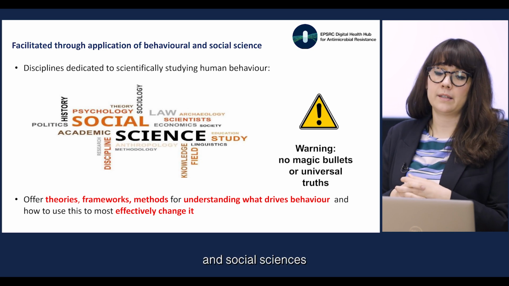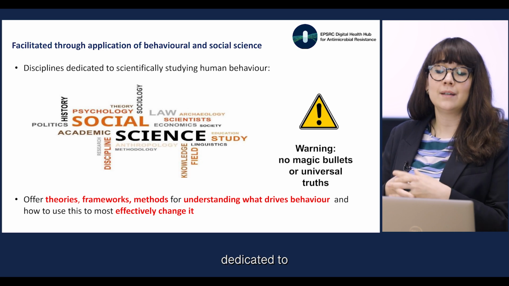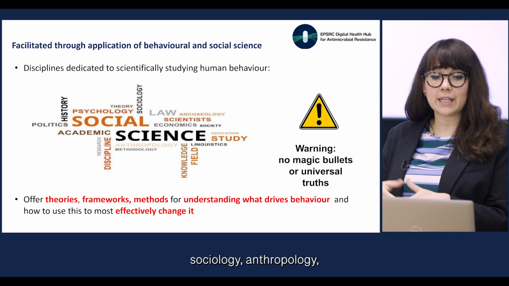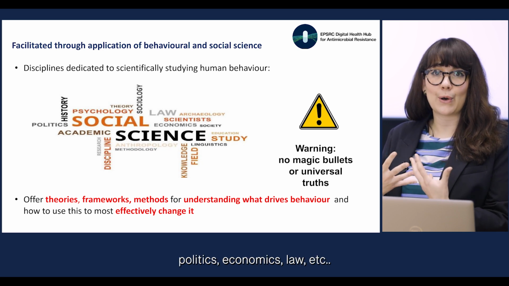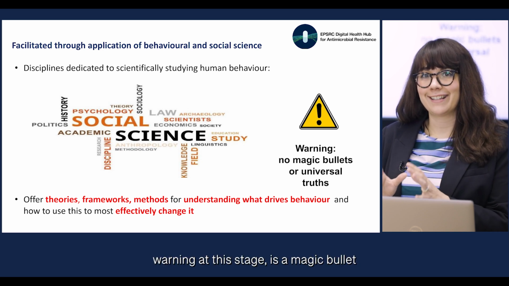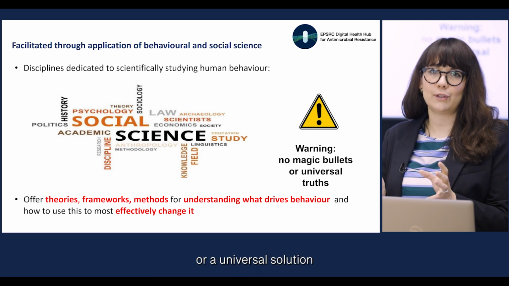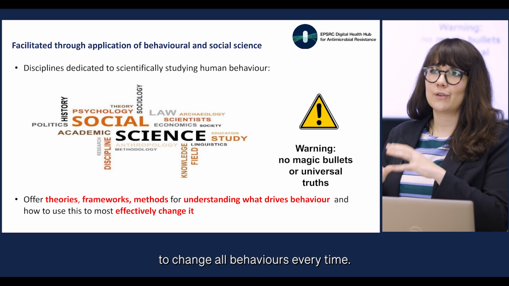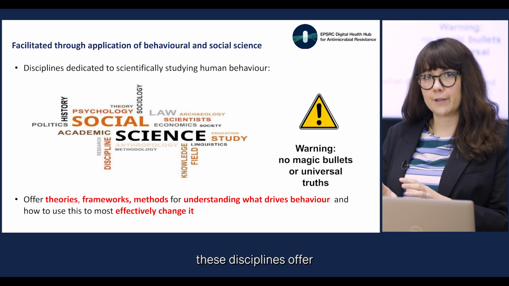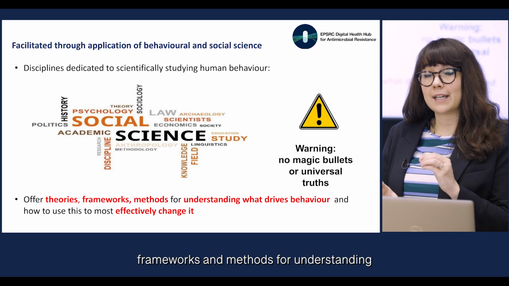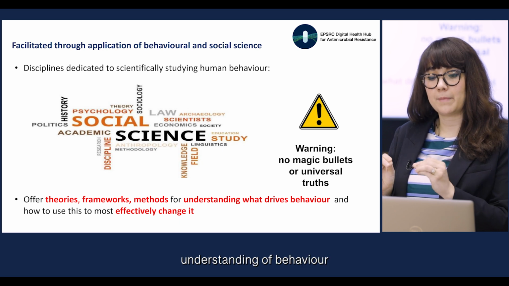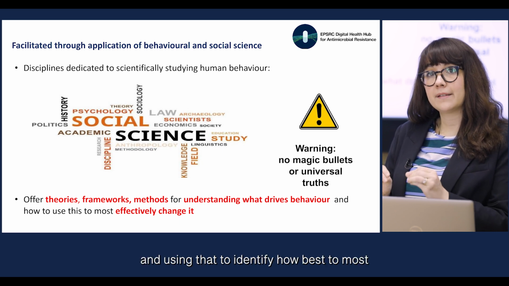The behavioral and social sciences are a collection of different disciplines dedicated to scientifically studying human behavior. They include disciplines such as psychology, sociology, anthropology, politics, economics, law, etc. Now, what these disciplines do not offer, and I usually like to have a health warning at this stage, is a magic bullet or a universal solution as to what strategy will work to change all behaviors at every time. Nor would they wish to do this, because a lot of what these disciplines offer are theories, frameworks, and methods for understanding what drives behavior in context. So it is very important to think about context-specific understanding of behavior and using that to identify how best to most effectively change it.